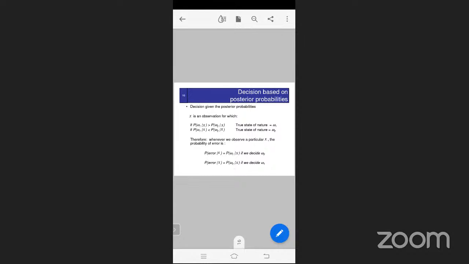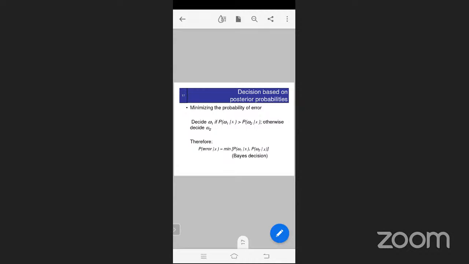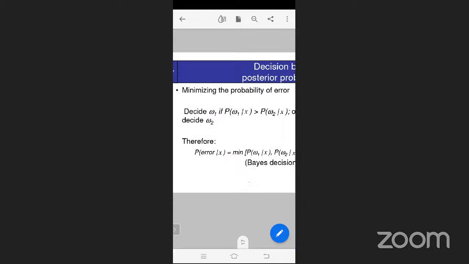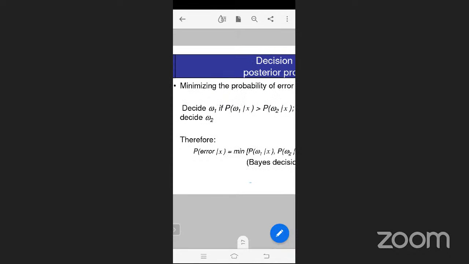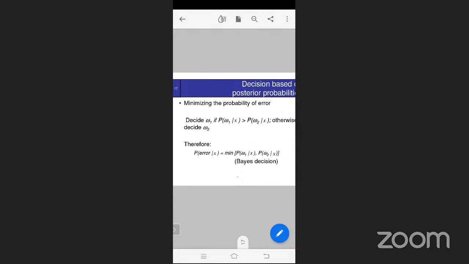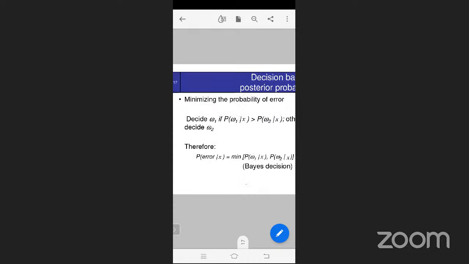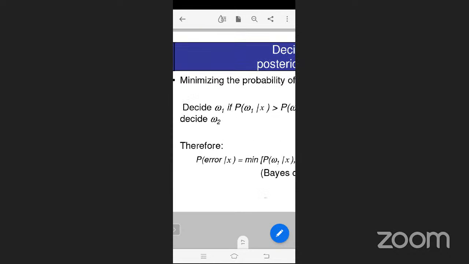So the probability of error will be 1 minus the probability of a correct decision. If your correct decision probability is high, your probability of error given x will be low. So your goal is to minimize the probability of error, or rather, maximize the posterior probability. Only if you choose the class that gives the maximum posterior probability can you minimize the probability of error.